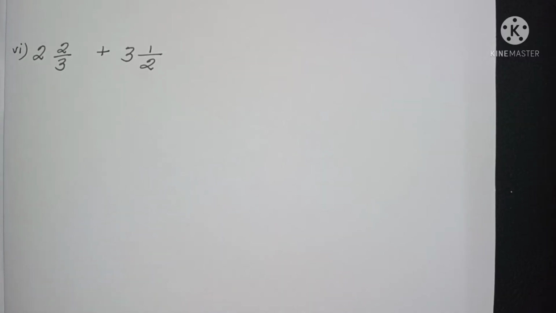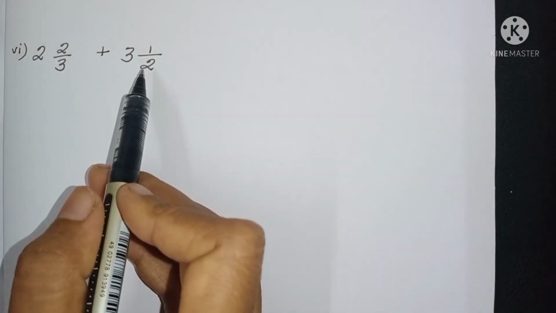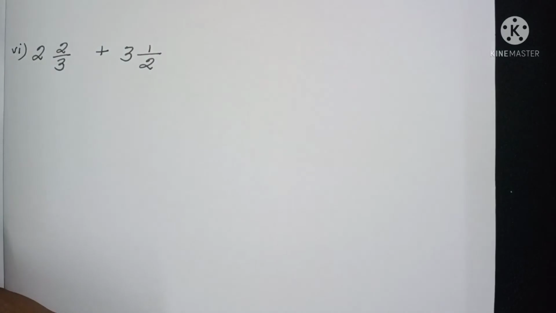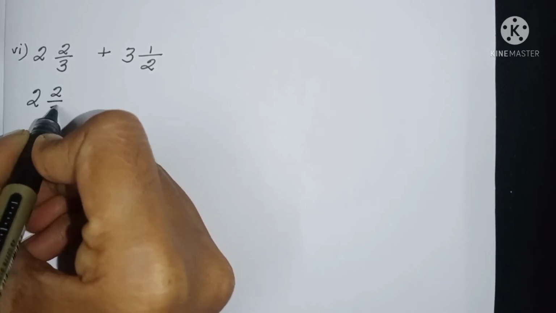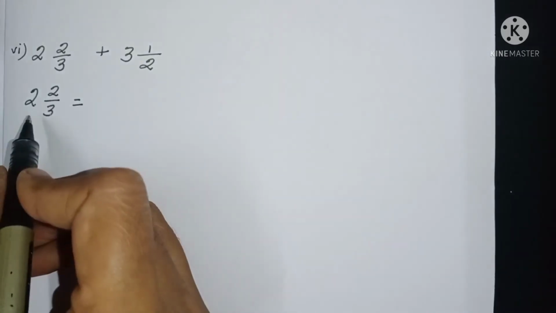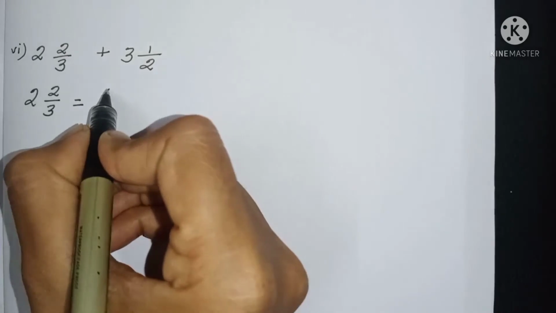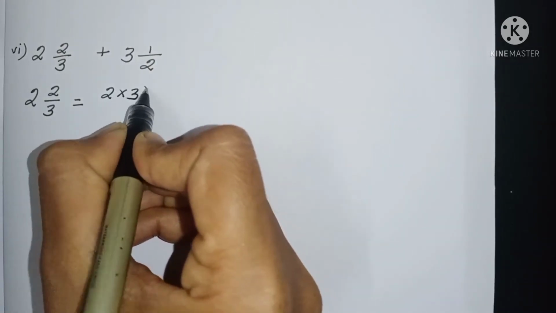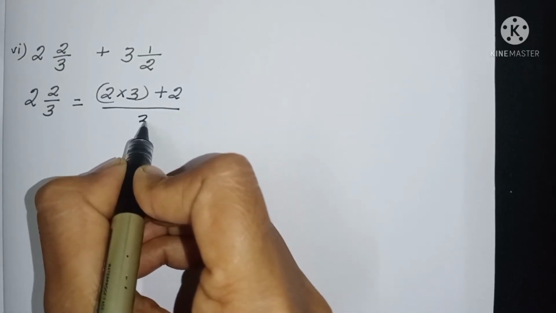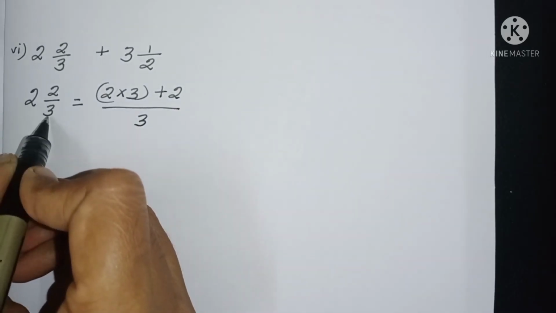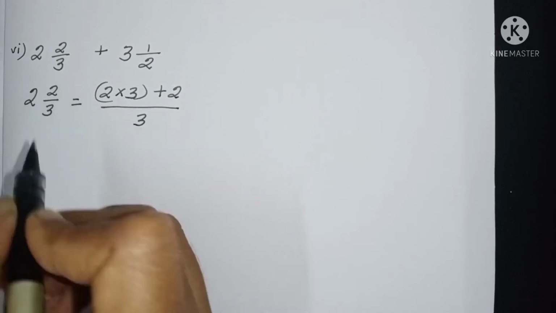Sixth question, 2 2 by 3 plus 3 1 by 2. So both are given in terms of mixed fractions. So first we have to convert into improper fractions. First we will convert 2 2 by 3. So we can write it as 2 into 3 plus 2 by 3. That is whole number into denominator plus numerator.